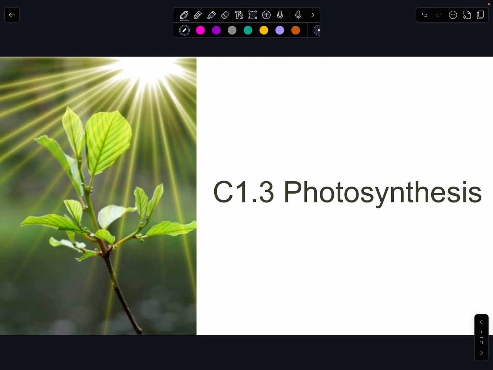Hello, everybody. Today we are going to start a very important topic, that is photosynthesis. This is a very important topic in the IBDP curriculum, or whichever curriculum you choose. Photosynthesis is always important and holds a lot of weightage. So let's begin with the topic without wasting our time.